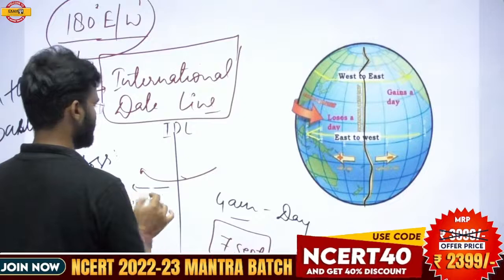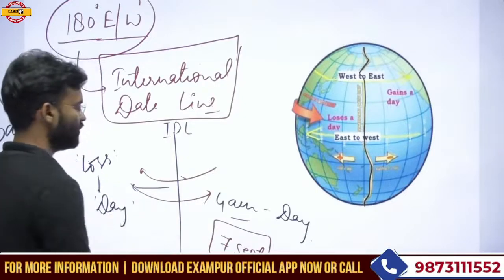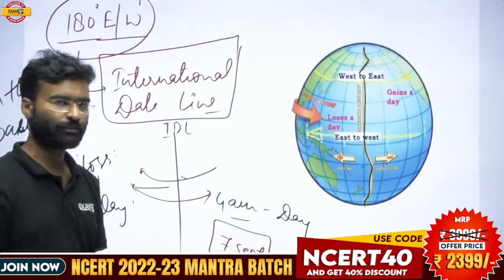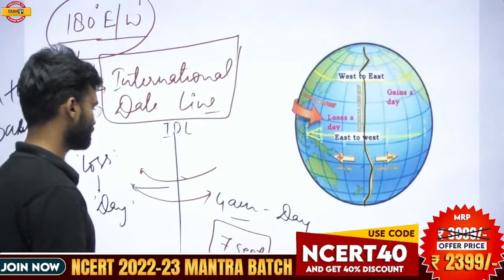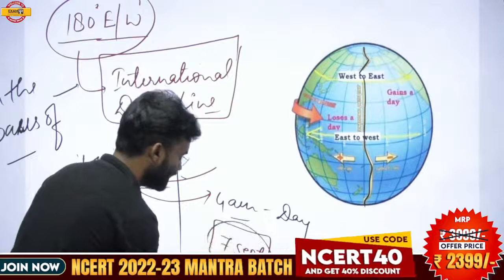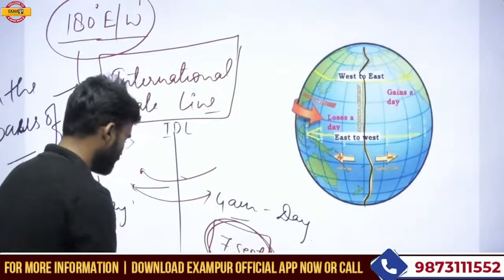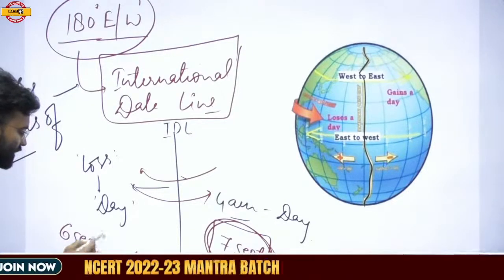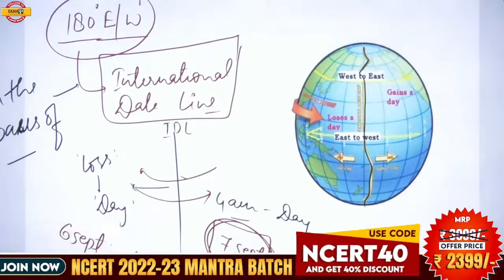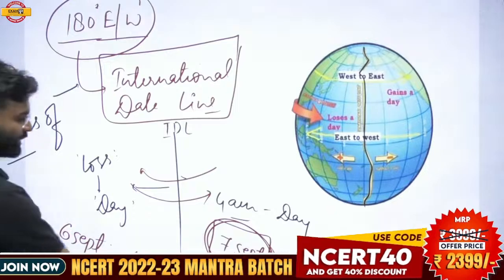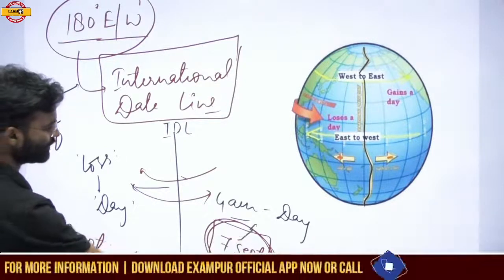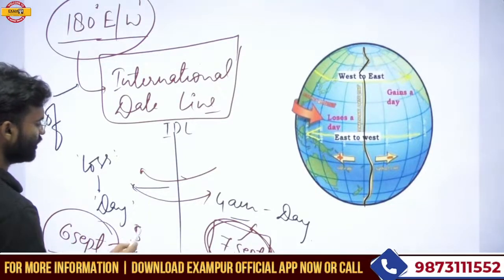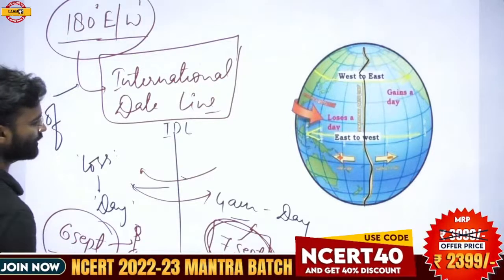Okay. If you move from this section, then you will gain. If you move from this section, then you will lose. If any person residing in this section is at the 7th of September, and this person moves into the other section, at the same time that section experiences the 6th of September, because when you move from this section to this section, the date goes back. So if you are living on the 7th September, you will do all the things on the 7th September, and if you move into this section, you will get the 7th of September again. So, a gain of one day.